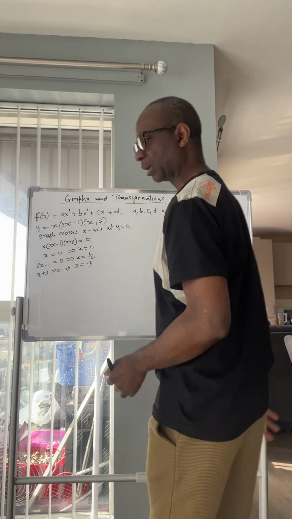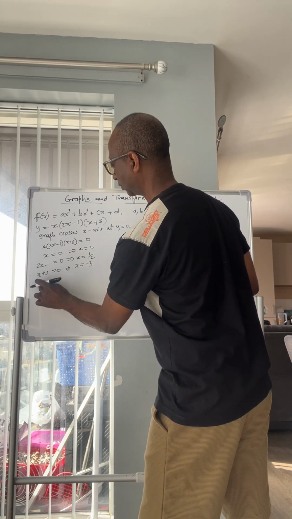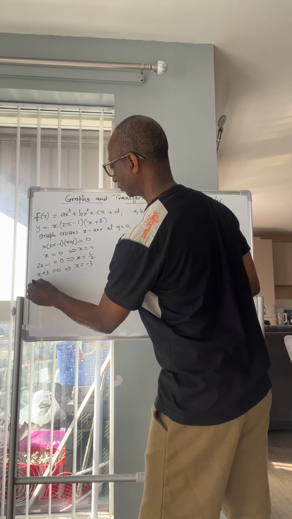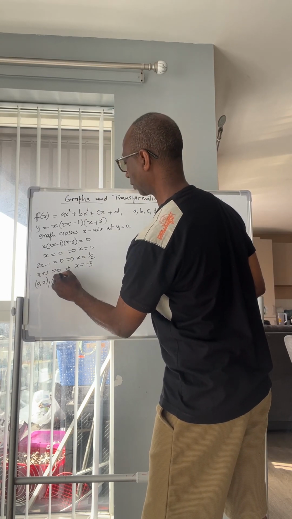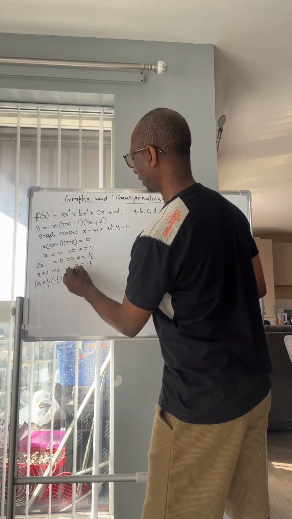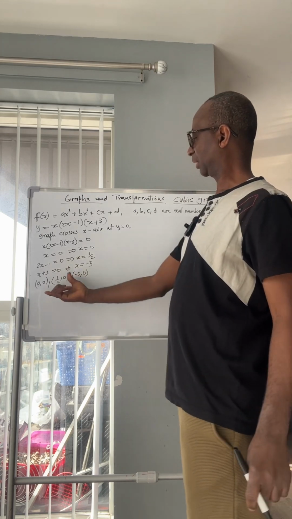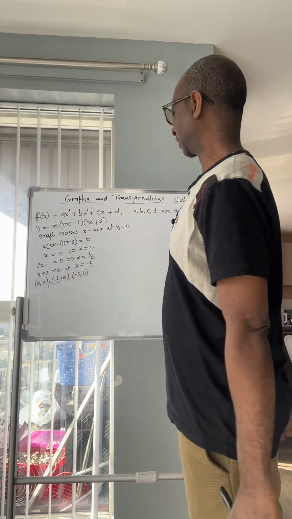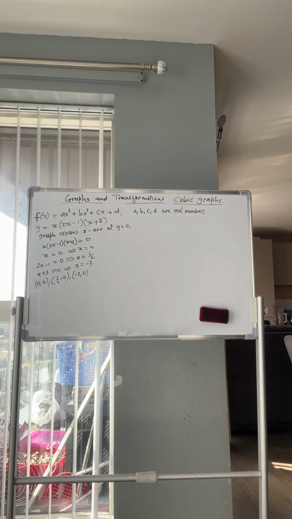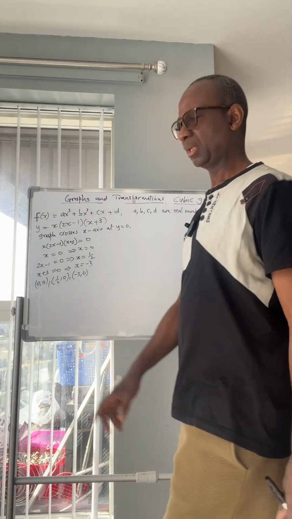To put it in coordinate form, you have 0, 0, and 1/2, 0, and minus 3, 0. These are the positions where the graph touches the x-axis, those three positions.